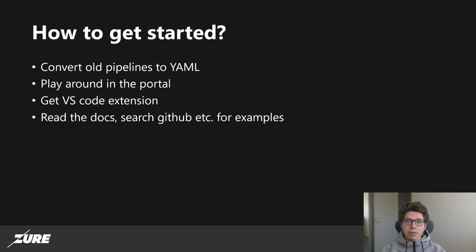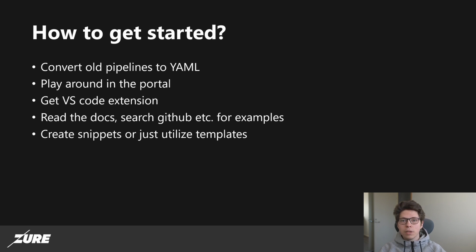You can search GitHub quite easily, as the files are often named just azure/pipelines.yaml. You can utilize templates or create snippets for yourself. At least I know that there are some tasks that I want to be doing often. I have a snippet for that. So it kind of saves you time from copy pasting, but that's also a way forward as well.